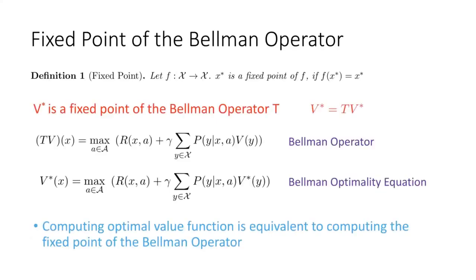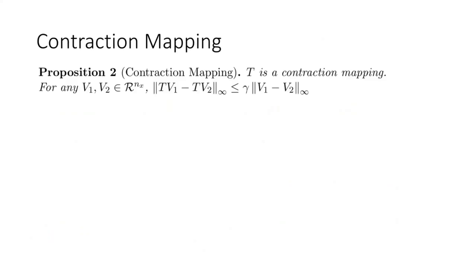In general, computing the fixed point of a function, especially in high dimension, is going to be a very, very difficult task. But there is something that will save us here, which is a property of the Bellman operator called contraction mapping. Okay. So I'm going to make a claim. I'm not going to prove this, but I'm going to argue that the Bellman operator T is a contraction mapping. That is, what is a contraction mapping?